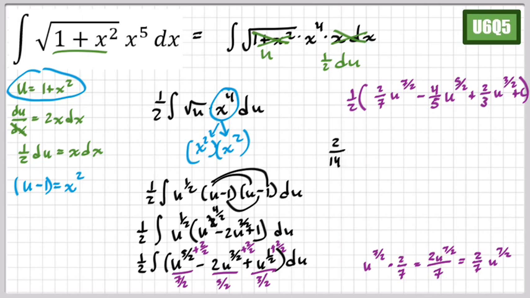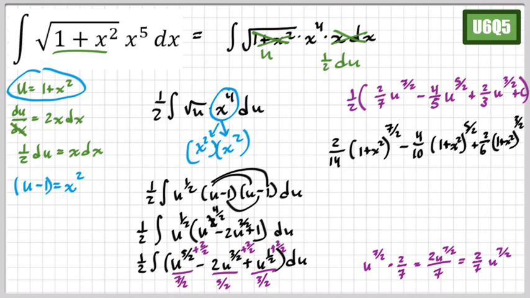2 over 14. And then u is 1 plus x squared, and we're raising that to the 7 over 2. Let's just leave it like that. And then we have 4 over 10, and then u is 1 plus x squared raised to the 5 over 2. Plus 2 over 6, 1 plus x squared, raised to the 3 over 2, and then we have a plus c. Now that c should be different than this other c, so we can signify that by saying this is c sub 1 and this is c sub 2, but it doesn't really matter. You just have to have a plus c. So there's our final answer.